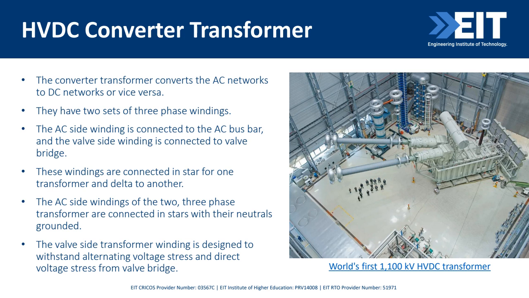That is the valve bridge we discussed previously. These windings are then connected in star for one transformer and delta for another. So that's the way we can have conversion from one type of power to another. The AC side windings of the two three-phase transformers are connected in stars with their neutral grounded. The valve side transformer winding is designed to withstand alternating voltage stress and direct voltage stress from the valve bridge.